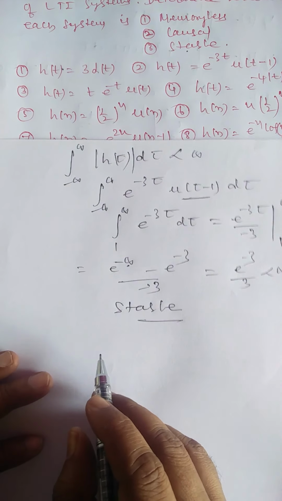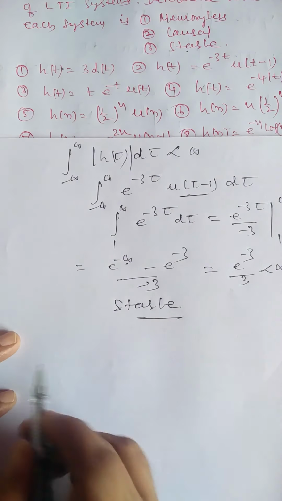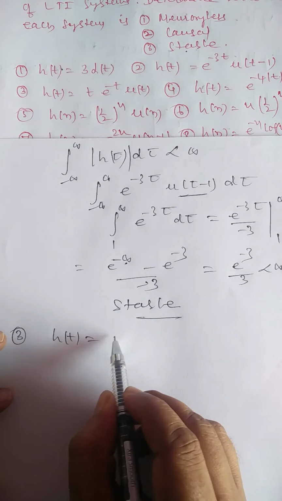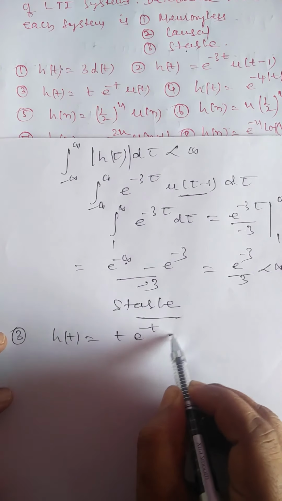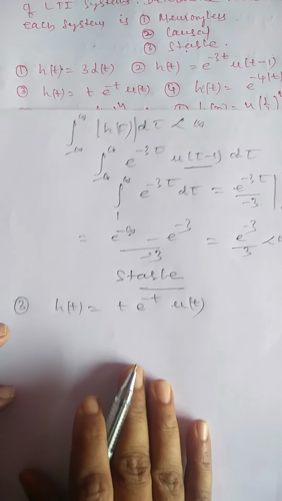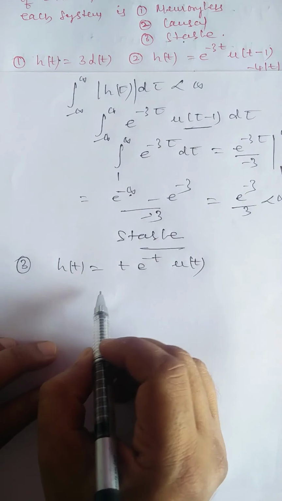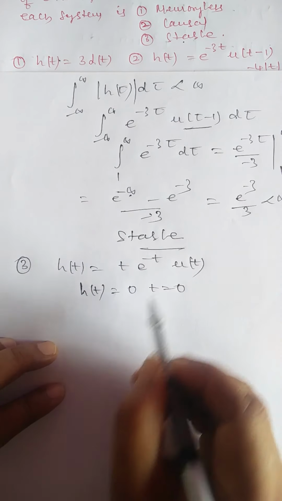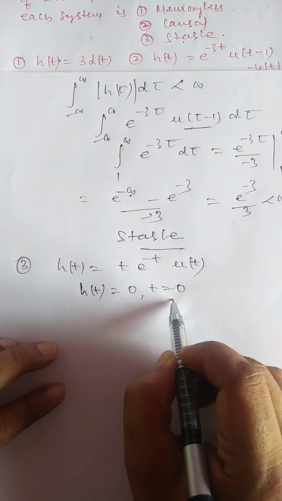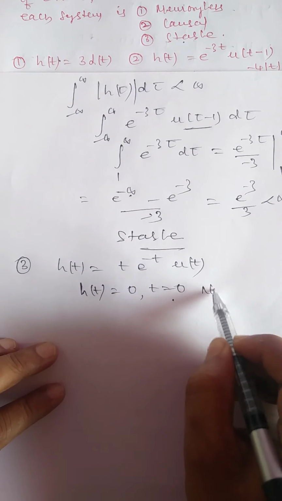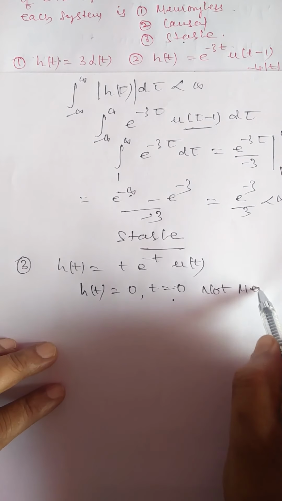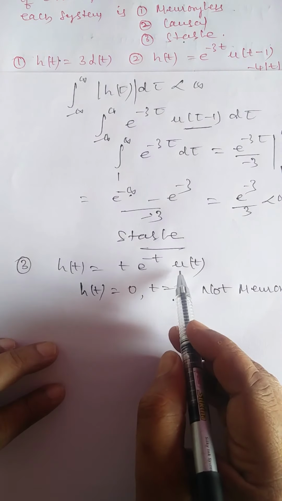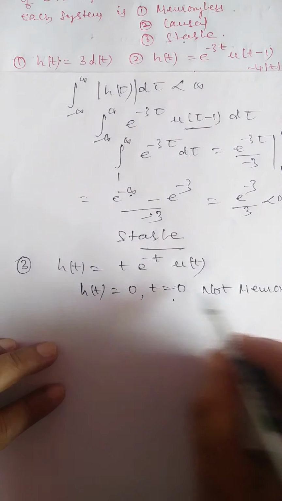Okay. Next, we'll take the third problem, that is h of t equals t into e to the power of minus t into u of t. Again, this is not satisfying the condition for memoryless, because the memoryless condition is h of t is equal to 0 when t is not equal to 0. This condition does not satisfy, and the system is said to be not memoryless, or a memory system.